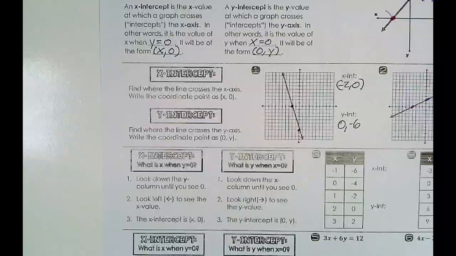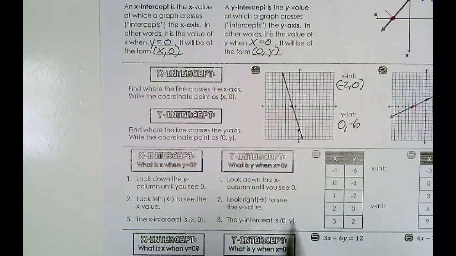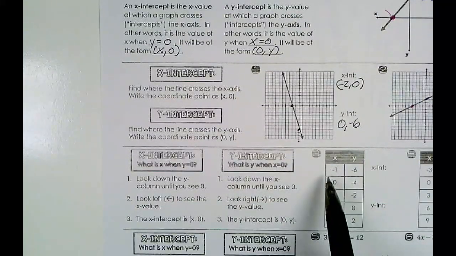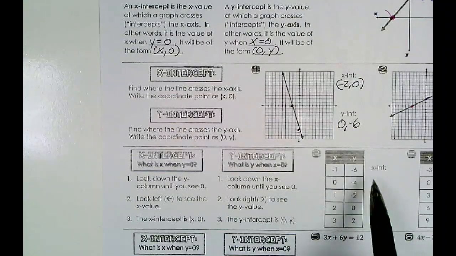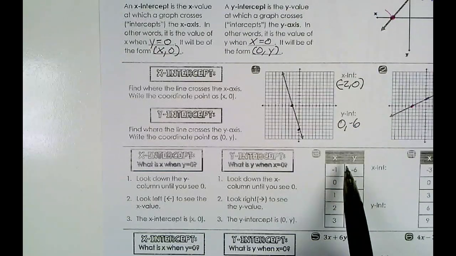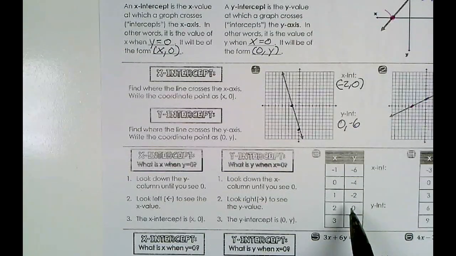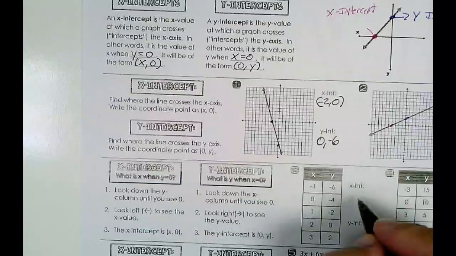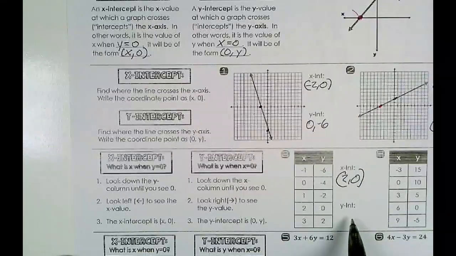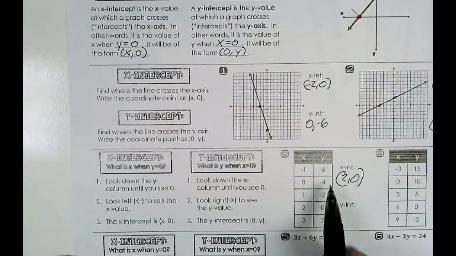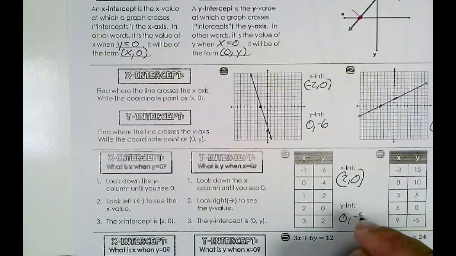So for the x-intercept, what is x when y is 0? If we're in a table, when y is 0, we're going to look for the x value. Let's look: -6, 4, 0, 0. Right there. When y is 0, what is x? It is 2. So our ordered pair here is 2, 0. That's the x-intercept. Now let's look for the y-intercept. We're looking for when x is 0. When x is 0, y is -4.